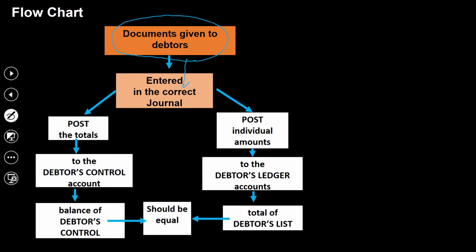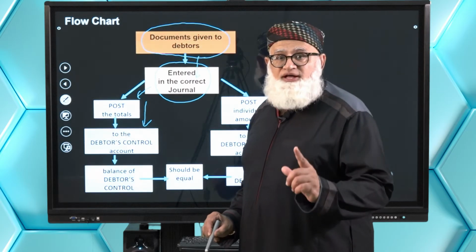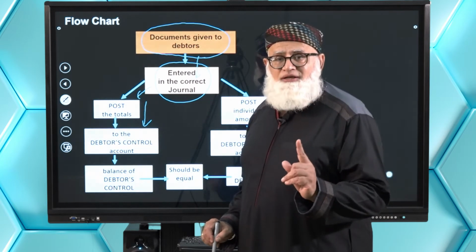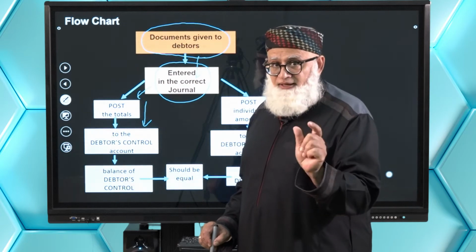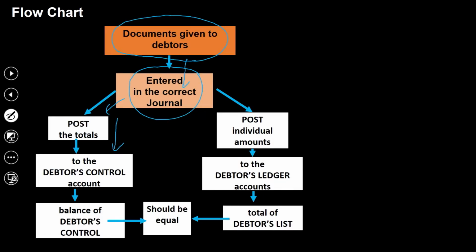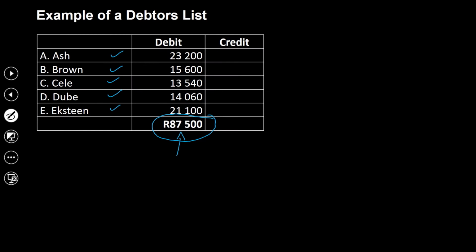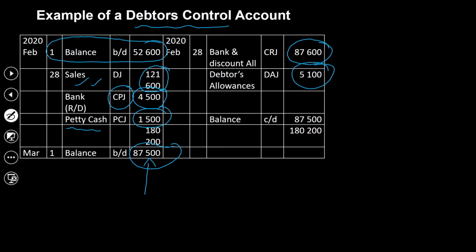So once you've entered into the correct journal, you post totals to the debtors control account. This is what we refer to as our general ledger, subjected to the double entry principle. Clear? Right, okay. Now you take your debtors control account and obviously you balance it like I showed you. Let me just show you what we're referring to here. When you balance your debtors control account, you end up with a balance of 87,500.